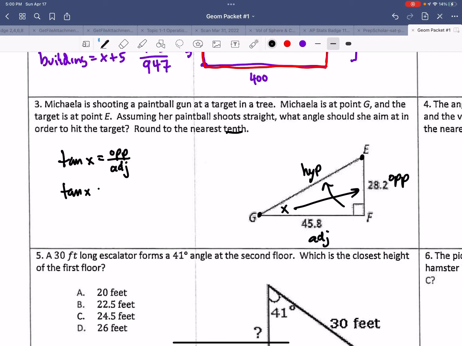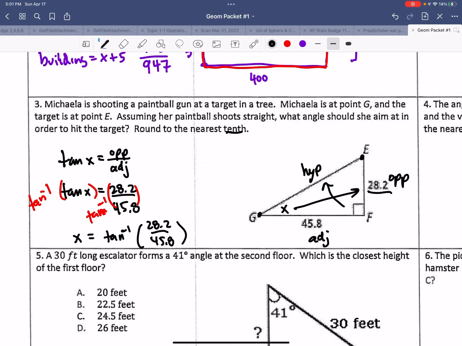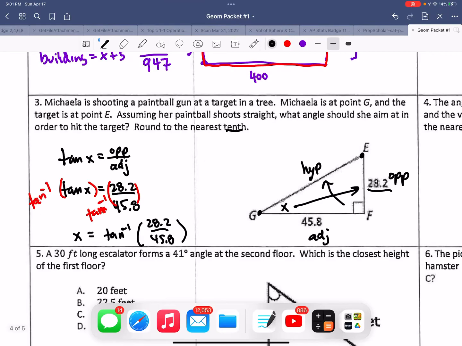So the tangent of an angle is 28.2 over 45.8. I need to solve for the missing angle, right? So I need x to equal the inverse tangent of that ratio, 28.2 over 45.8.